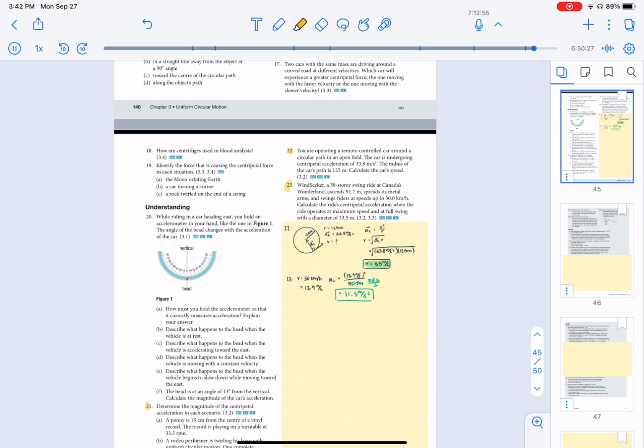Okay? So does everybody understand what's happening in the question? You have a person standing on a tightrope, period. Then we want to find the tension in each rope.